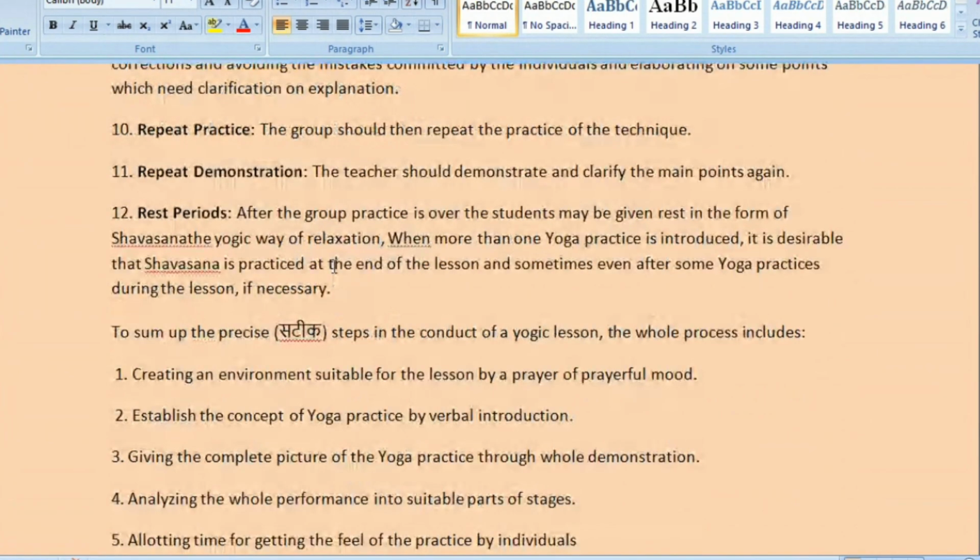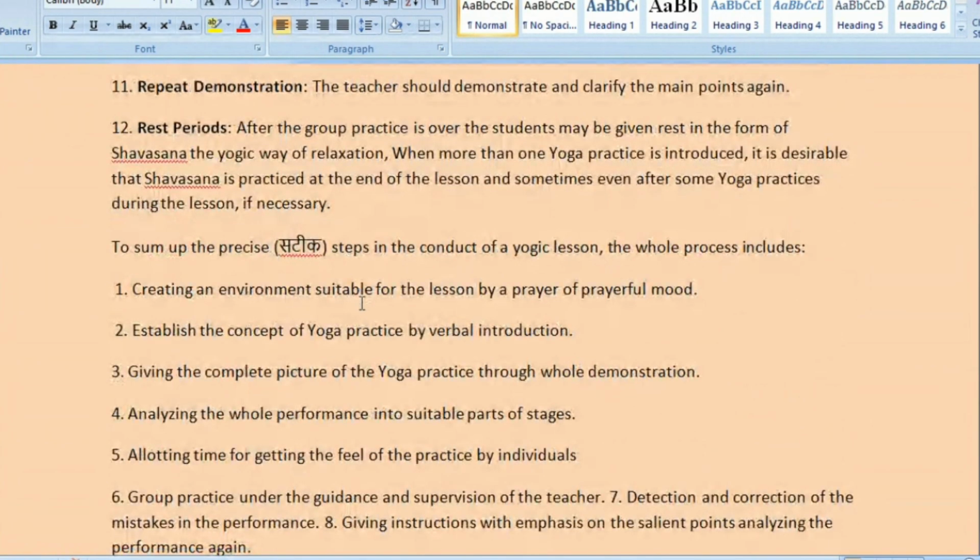Rest period. After the practice is over, the student may be given rest in the form of shavasana, the yogic way of relaxation. When more than one yoga practice is introduced, it is desirable that Shavasana is practiced at the end of the lesson, and sometimes even after some yoga practice during the lesson if necessary.